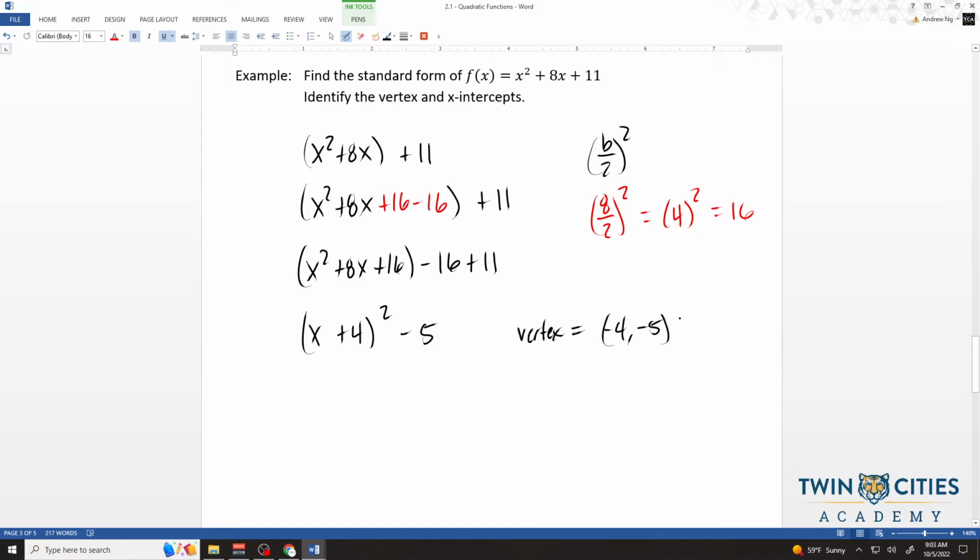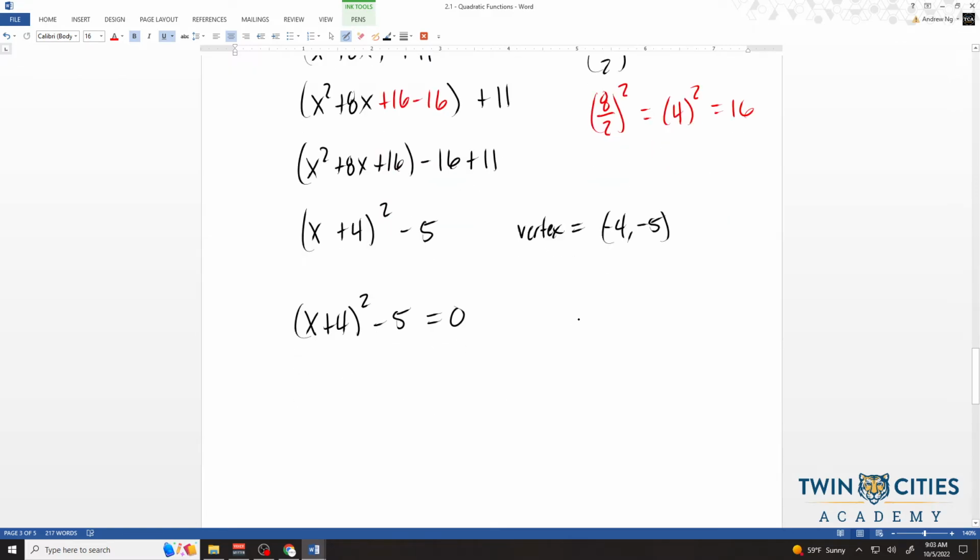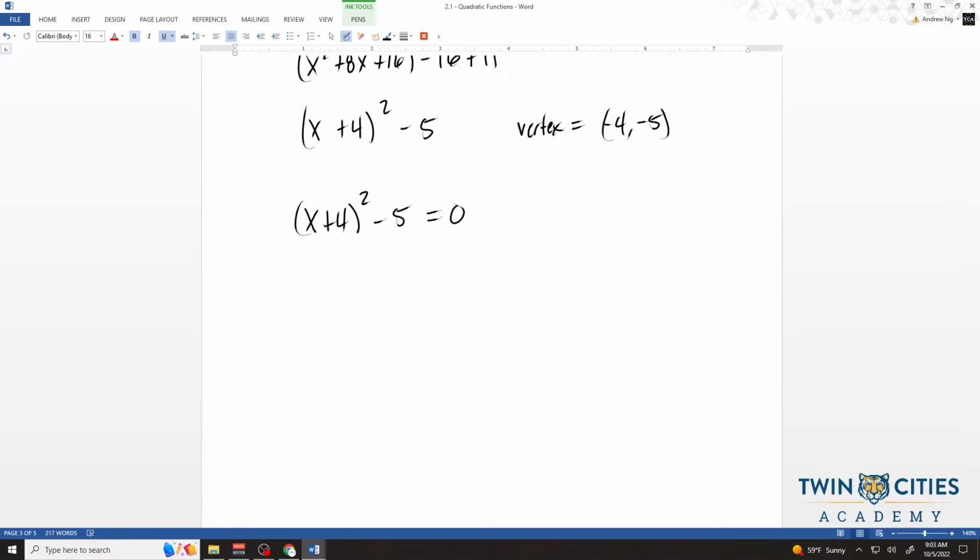Now to find the x-intercepts, what I'm going to do is set this equal to 0. So let's do this down here. x plus 4 squared minus 5, I'm going to set this equal to 0, and let's find where the x-intercepts are going to take place. We're going to add 5 to both sides. So this will be x plus 4 squared is equal to positive 5.